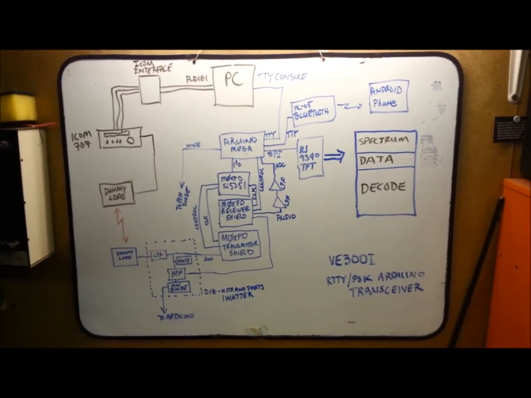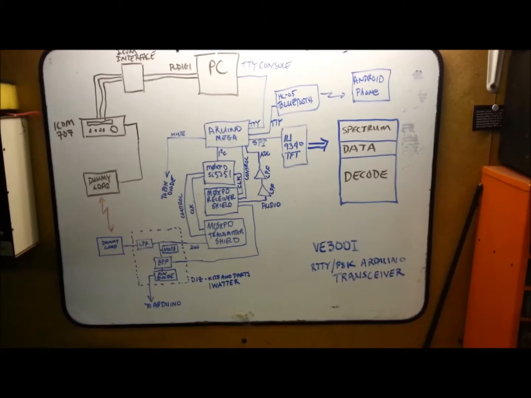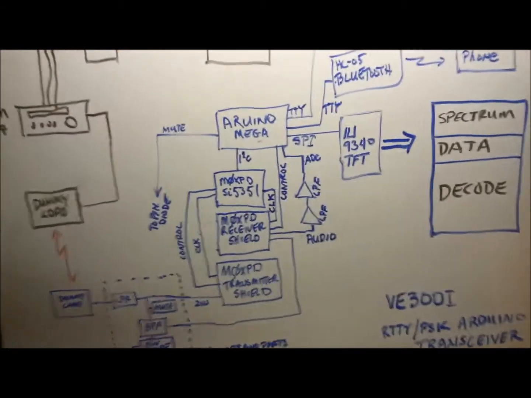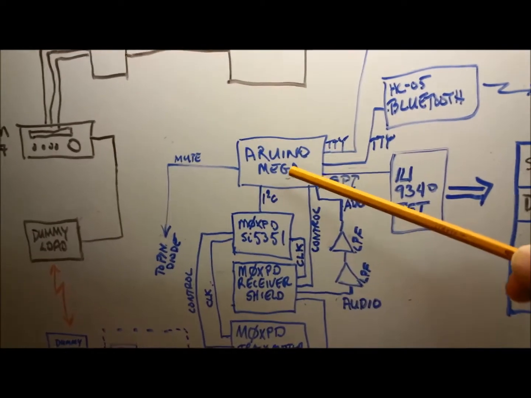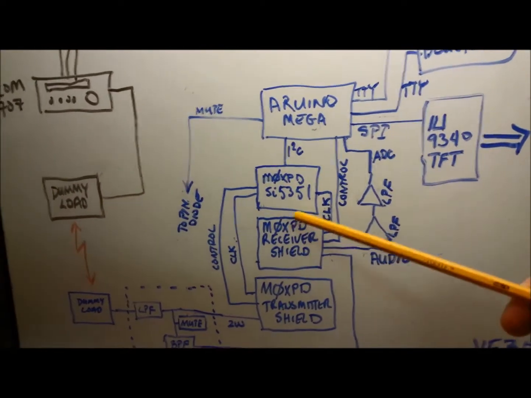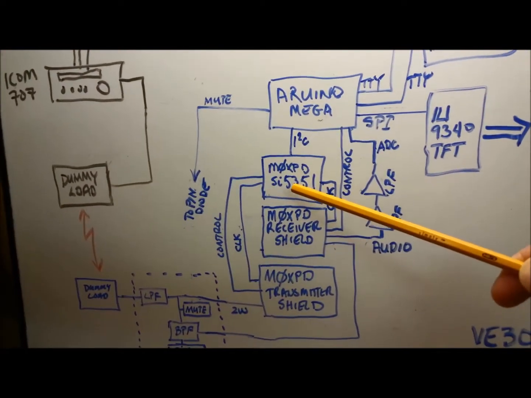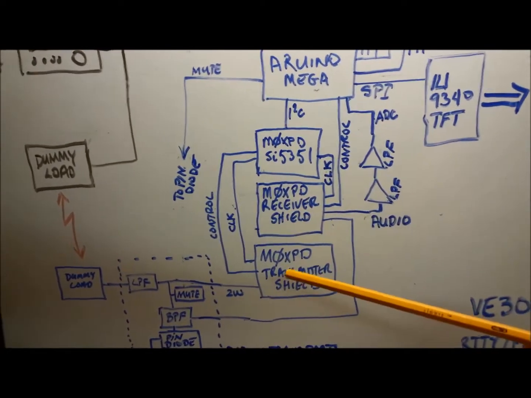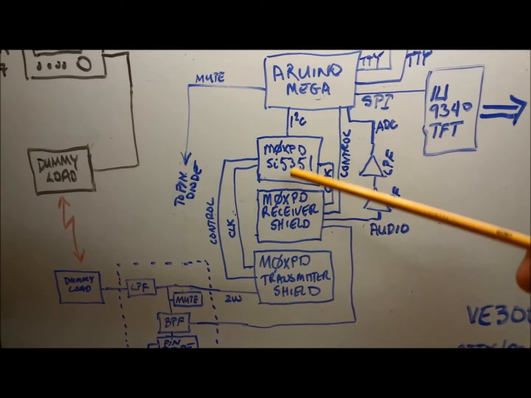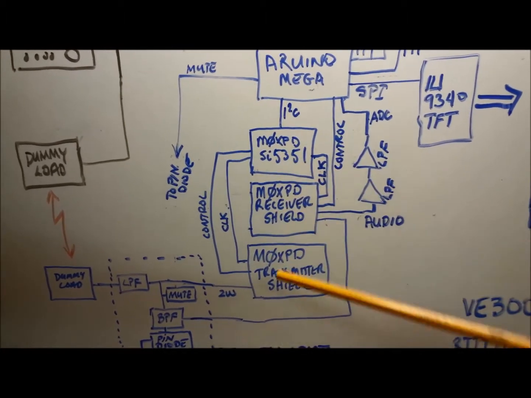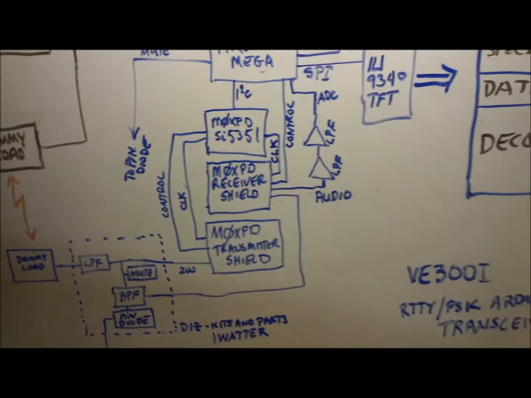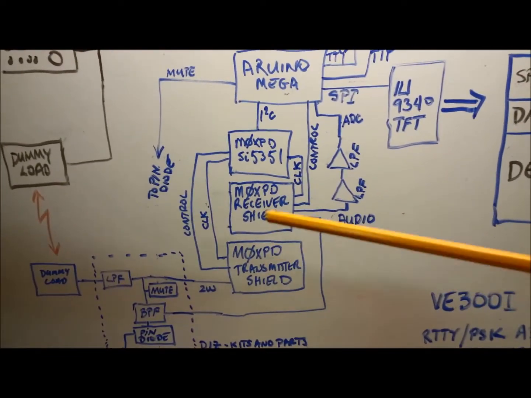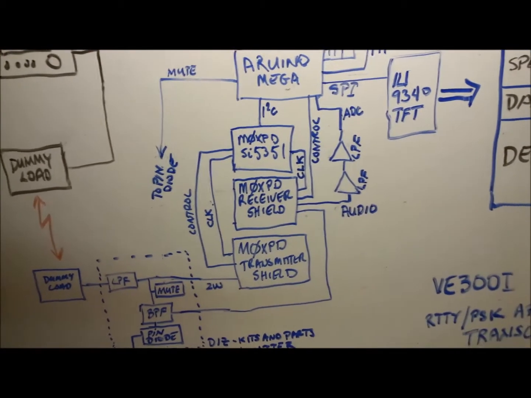The first thing I'd like to do is just recap how it decodes RTTY and PSK. So at the heart of it is an Arduino Omega, which talks to a Si5351 DDS and a receiver shield and a transmitter shield. All three of these shields are actually the Paul Darlington Kanga shields. And they operate on 40 meters.